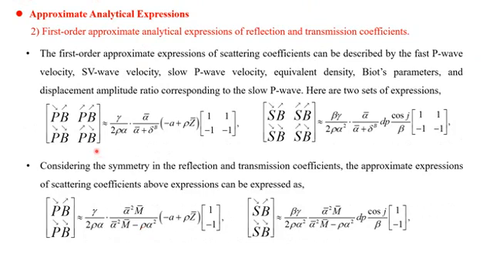The first order approximate expression of scattering coefficients can be described by the fast P wave velocity, S wave velocity, slow P wave velocity, equivalent density, bias parameters, and the displacement amplitude ratio corresponding to the slow P wave. Here are the two sets of expressions. Considering the symmetry in the reflection and the transmission coefficients, the approximate expression of the scattering coefficient can be expressed like this.